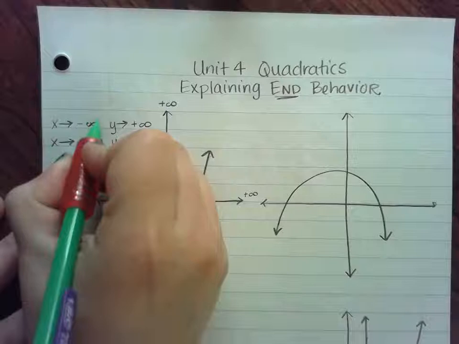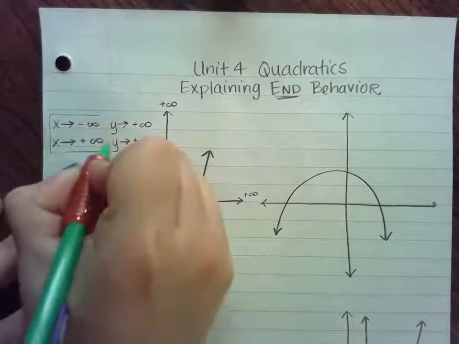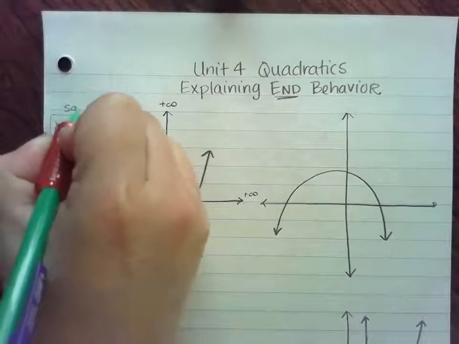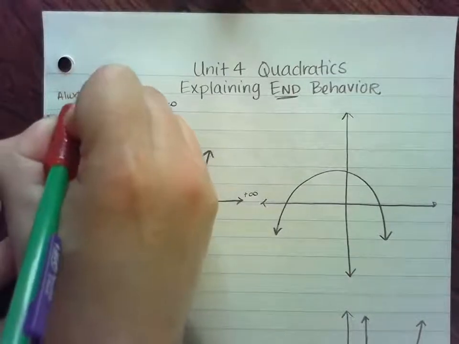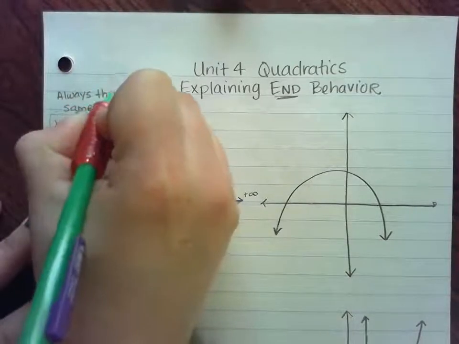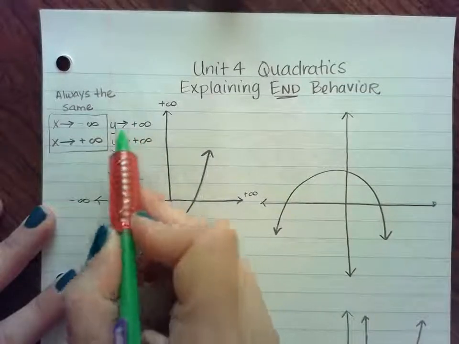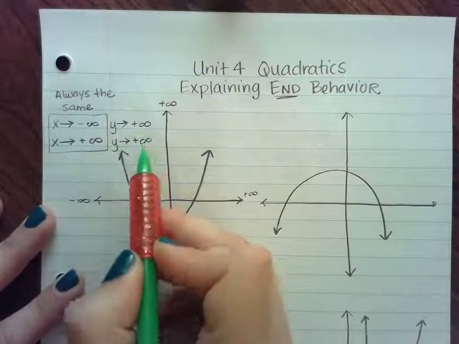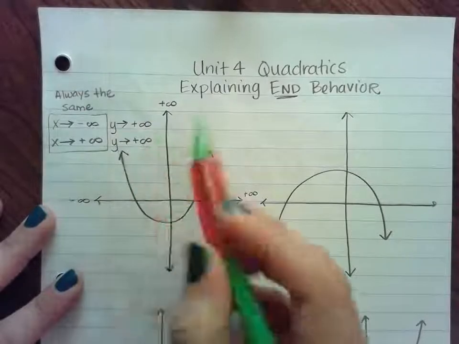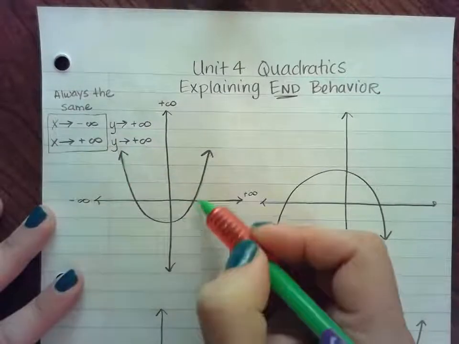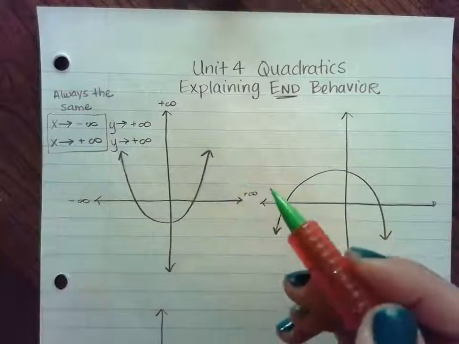So remember, this first part is always going to be the same every single time. And then over here, this is what's going to change. If your graph is face up, it's going to be positive infinity for both, because both ends, the left end and the right end, are going up.